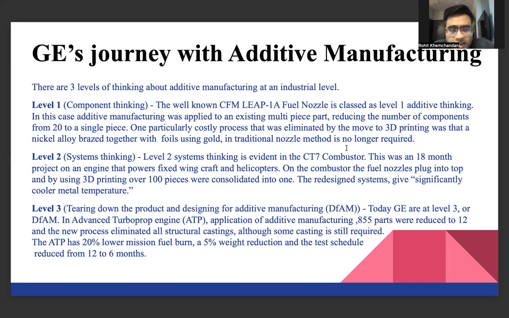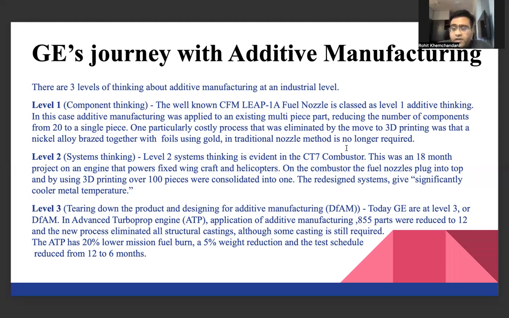Level 3 is tearing down the product and designing for additive manufacturing, DFAM. Today, GE is at level 3, or DFAM. In the advanced turboprop engine, ATP, with the application of additive manufacturing, 855 parts were reduced to just 12 parts. So it was also a great achievement by GE.